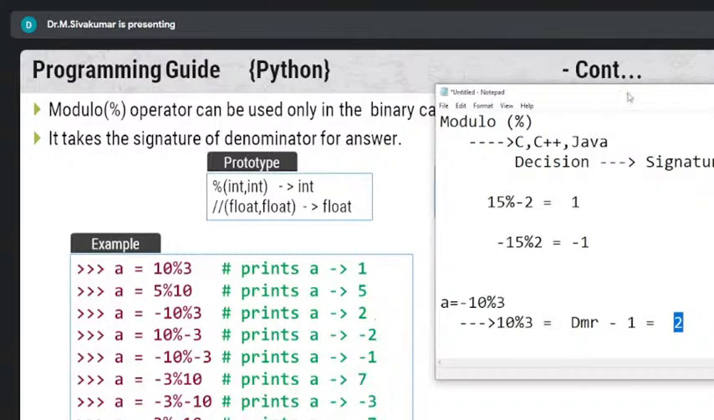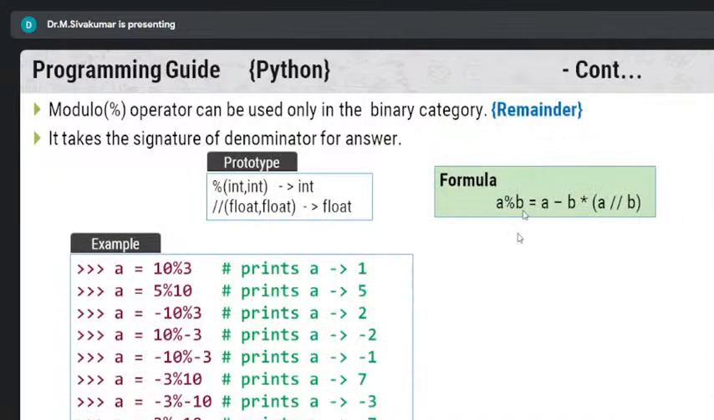The same thing you can apply in the formula also: a minus b star of a double star of a. Here also one confusion is there. While going with a negative value for floor division, it will add an extra value of minus 1 to the result. Please go through the material also. If you have any doubts, you can ask, and I will clarify your doubts.